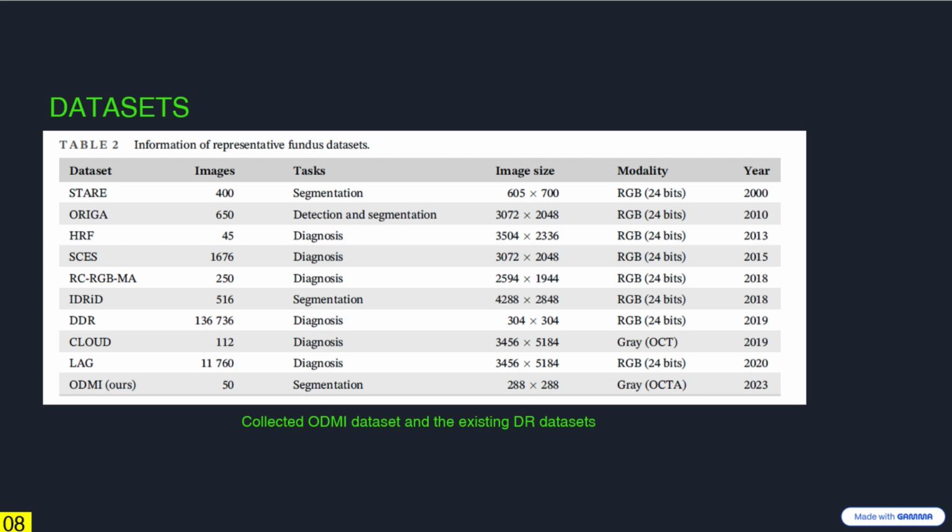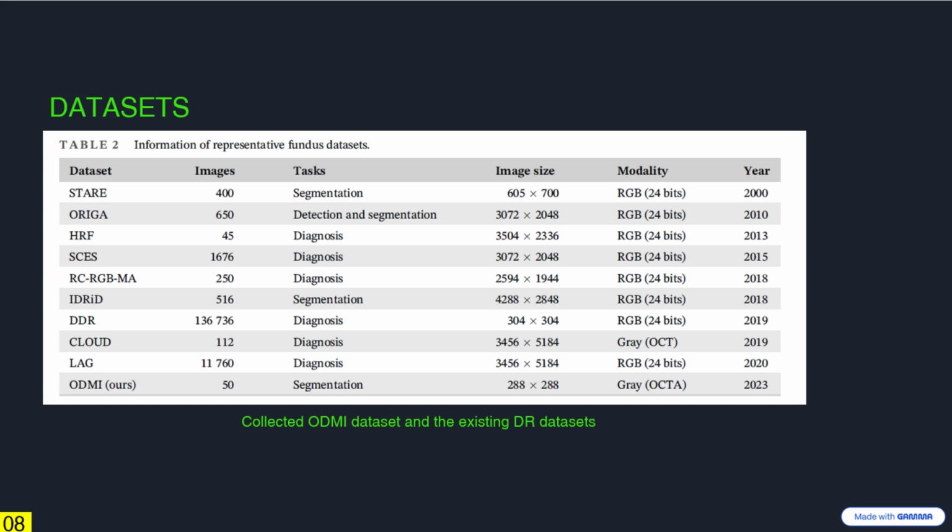Okay, now we move to the third chapter. First in this chapter, they construct a new dataset named optic disc and macula in fundus image, or ODMI. This dataset can be used for segmentation for the machine learning to learn.